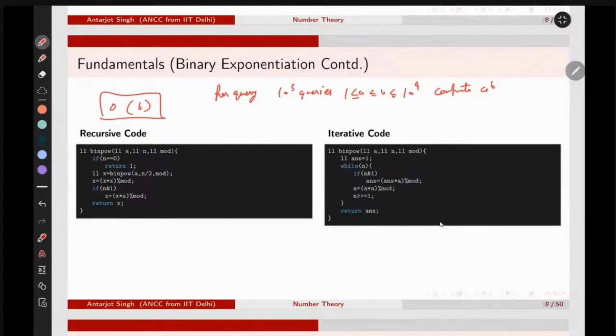So every time we are halving our b, which means that b goes to b by 2, then b by 4, then b by 8, b by 16. How many steps are there? There are obviously log n steps. So for per query, log b steps, sorry. So for per query, you optimize your solution from linear time to logarithmic time.